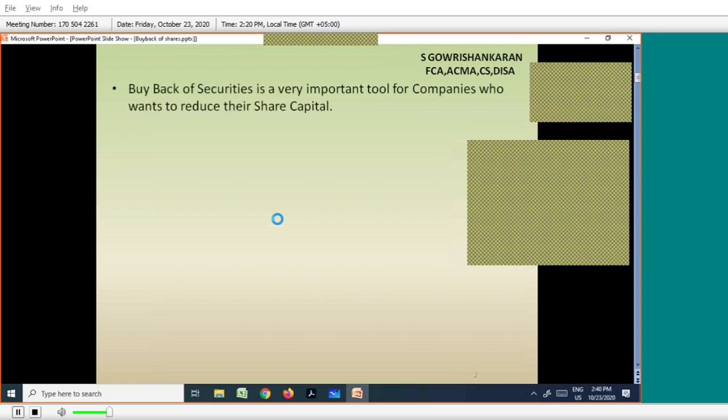Before that, what I discuss now: buyback of securities is a very important tool for companies who want to reduce their share capital. By buying back the shares, I am reducing my share capital. That is the meaning. The provisions related to buybacks are covered under sections 68, 69, 70. You can expect a question from these sections. 68, 69, 70 are the sections.